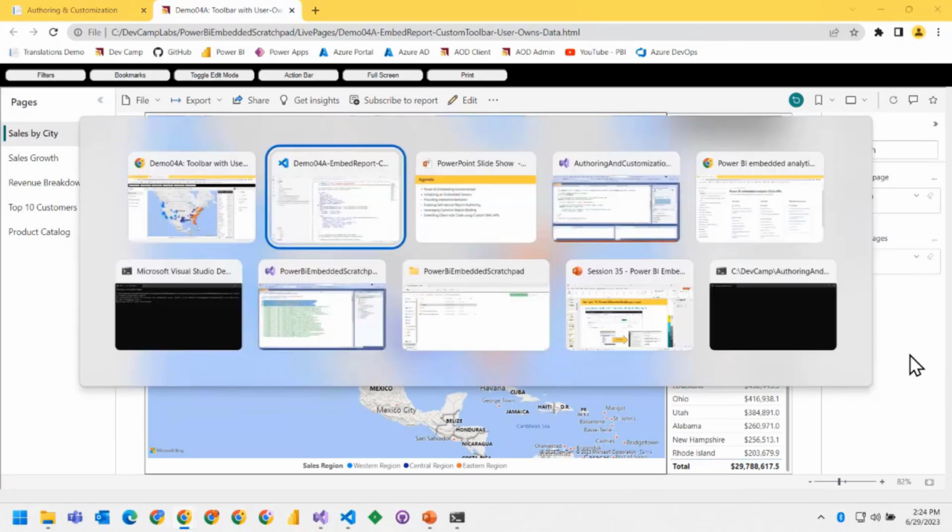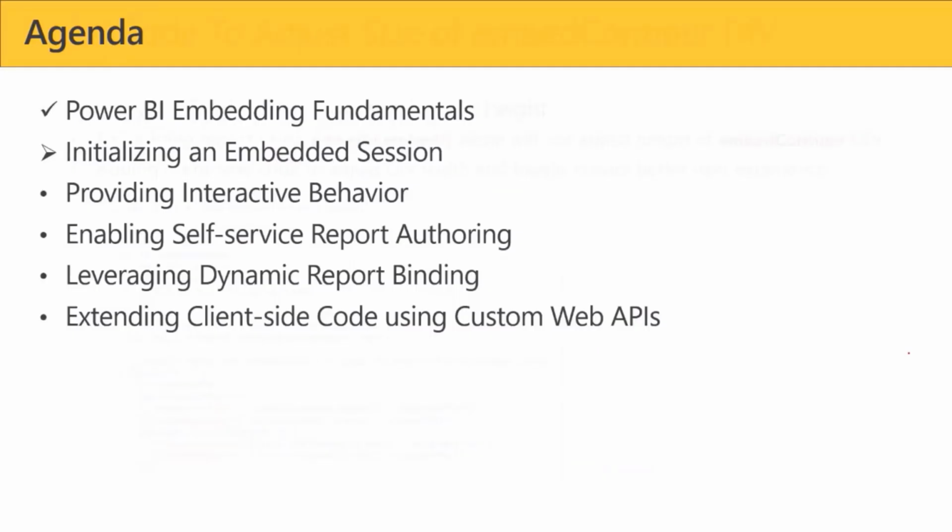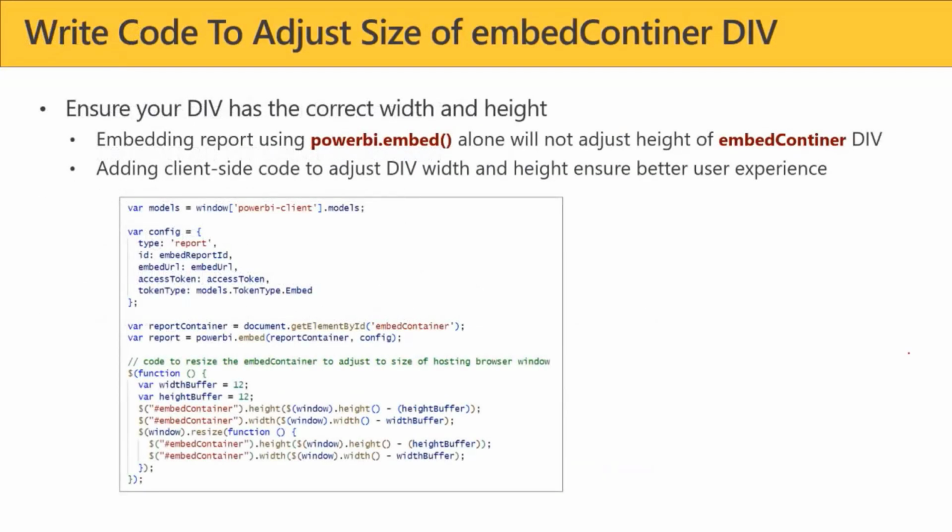Okay, now with that, let's go back and talk about adjusting the size of the embed container. Now, there's this issue that so many developers run into as they begin to work with Power BI embedding, and that is, there's my div container. I get the report embedded, but now the report's 1 inch tall. That is because there's nothing that's going to automatically adjust the height of the div container for you. However big it is, the report is going to try to adjust to that.